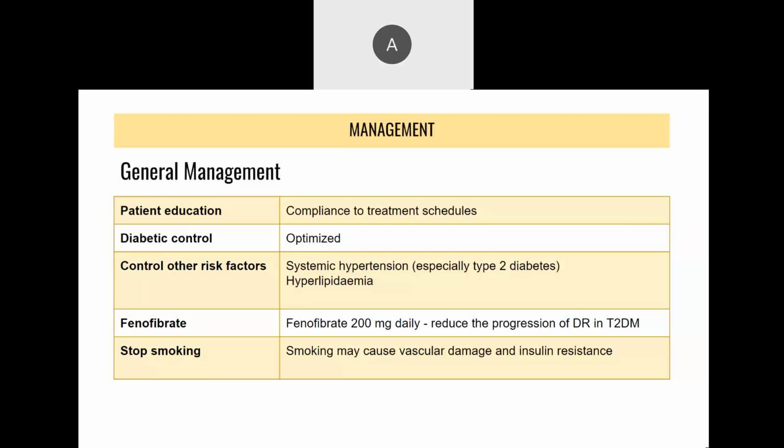For mild NPDR, we will monitor every 9 to 12 months. For moderate NPDR, we will monitor every 6 months. For severe NPDR, we will monitor every 3 months. When the patient has proliferative diabetic retinopathy, PDR, we start laser treatment. And when the patient has diabetic maculopathy, I should say, diabetic maculopathy can happen at any stage. It can happen at mild, moderate, severe or PDR.